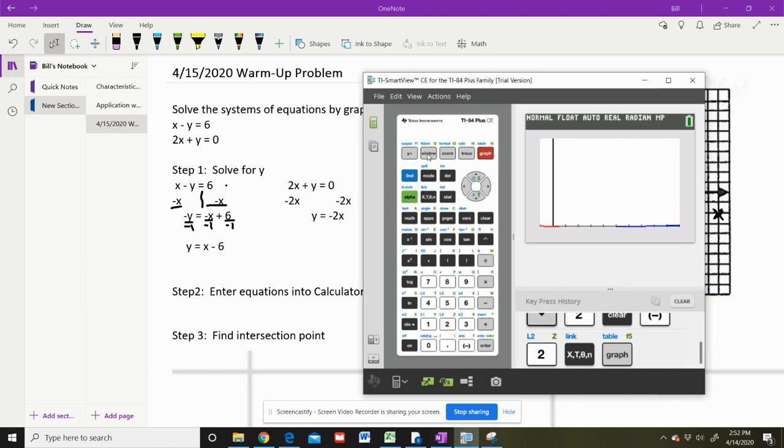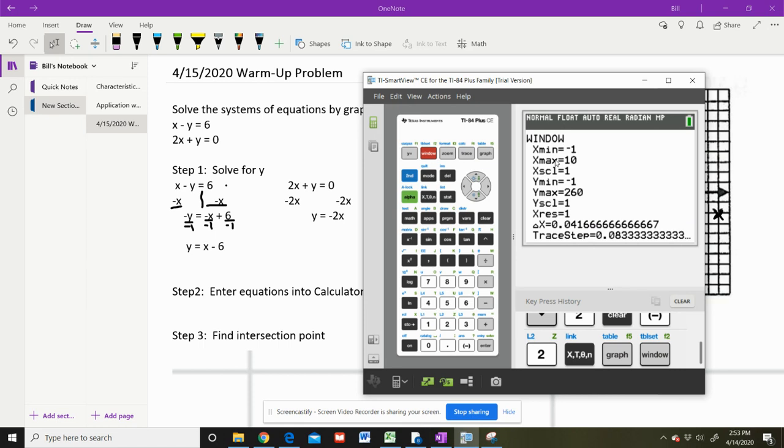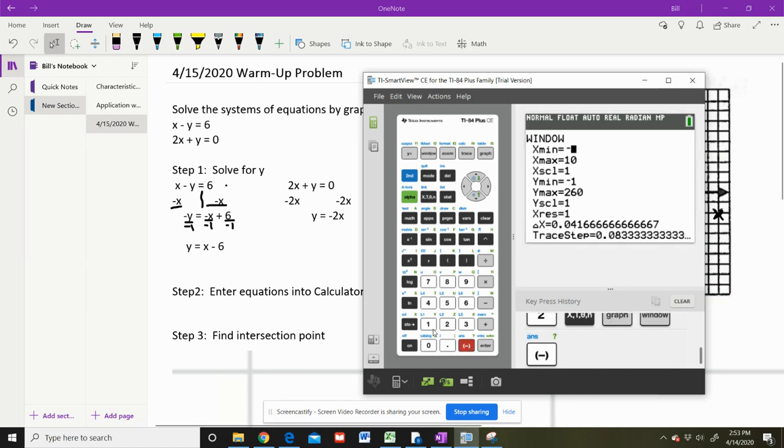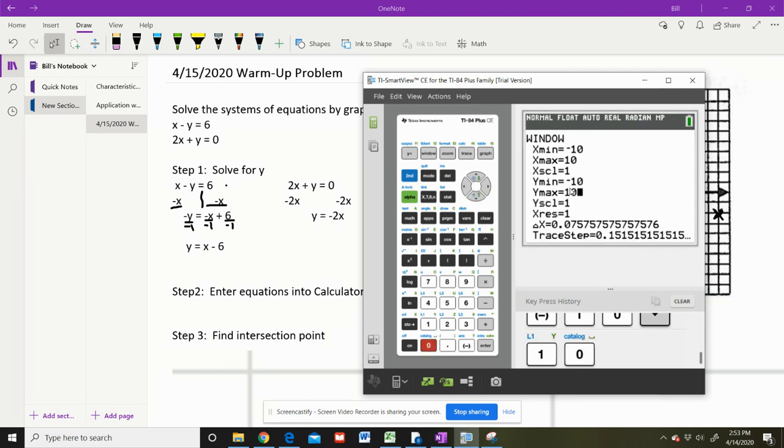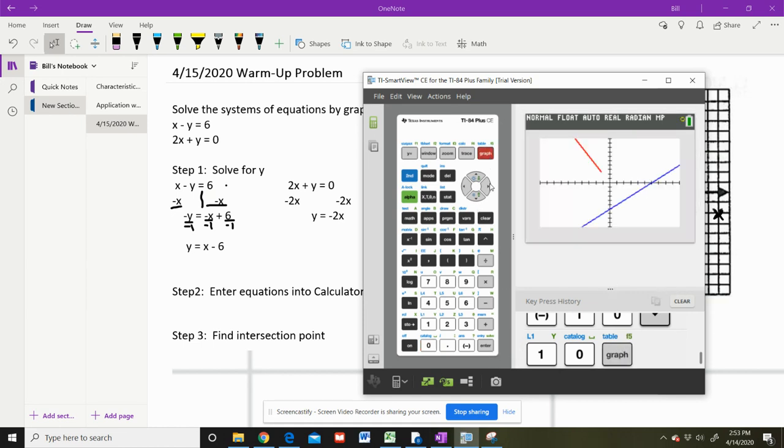And I have to change my window. Remember, anytime you want to change your window, you press the window button. The default is normally negative 10 to positive 10 for x, and negative 10 to a positive 10 for my y. So my minimum x is negative 10, maximum x is positive 10, minimum y is negative 10, maximum y is positive 10. All right, and now if I hit graph again, okay, so now I should be able to see that.